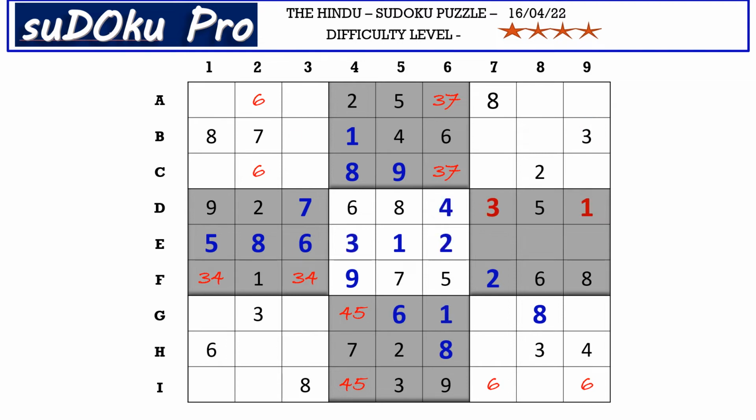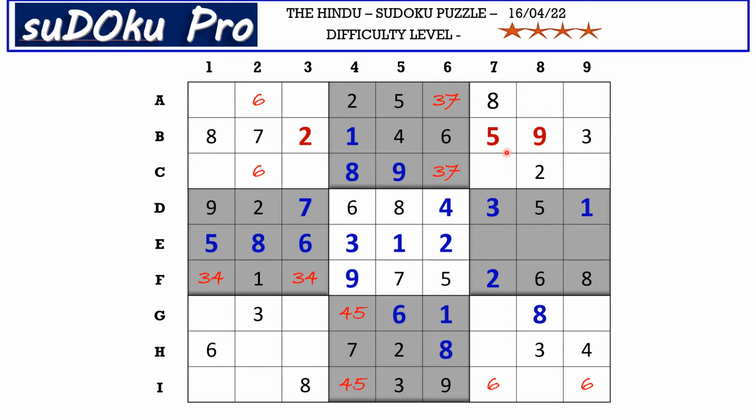In B row, there are 3 empty cells. You have 2 blocking these two cells here. So 2 naturally goes here in B3. Now the missing numbers are 5 and 9. There is a 5 blocking from here. So B8 takes 9 and B7 takes 5.